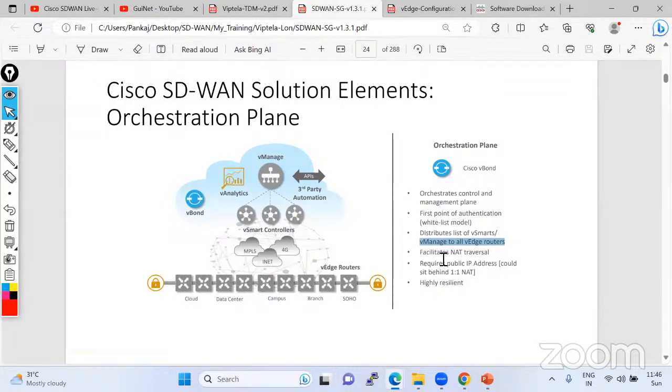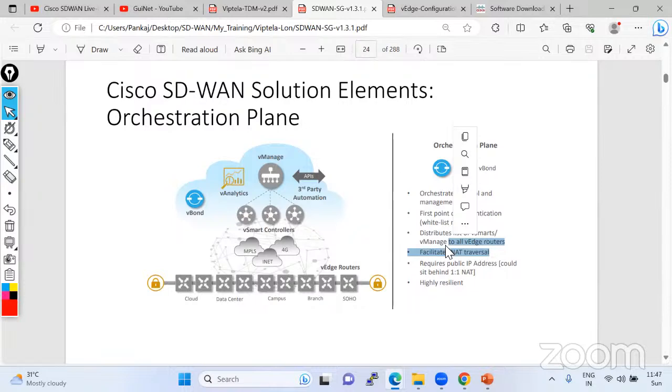So this is about the orchestration plane device. Now, one more major functionality of the vBond is NAT. Let's suppose your device is behind a NAT device. If you want to do NAT traversal or NAT mapping, it is done by the vBond. All NAT information and NAT mapping is managed by the vBond. So this is the second responsibility of the vBond. Only two major responsibilities. One is onboarding, authenticating, and validating the devices.